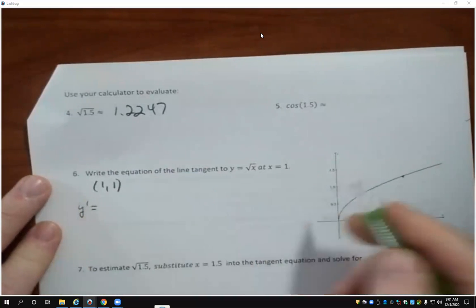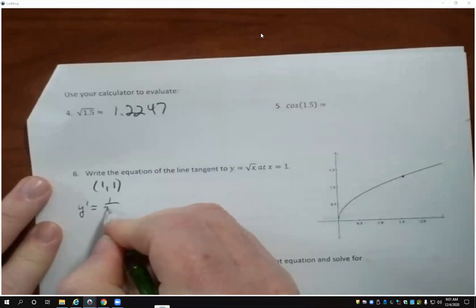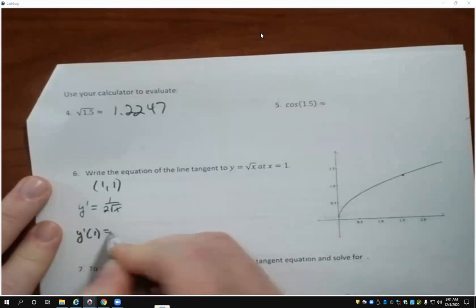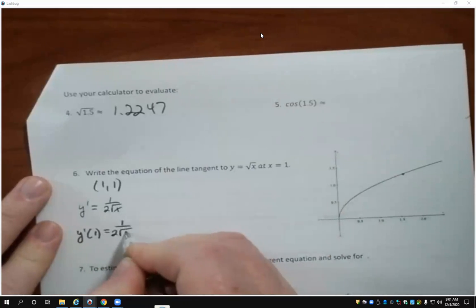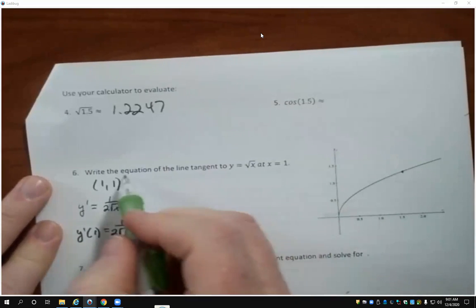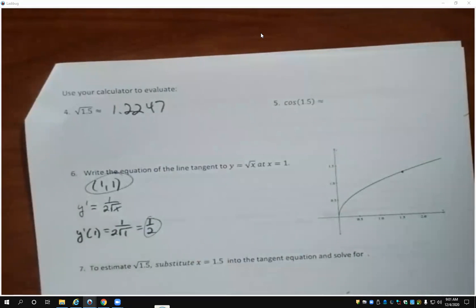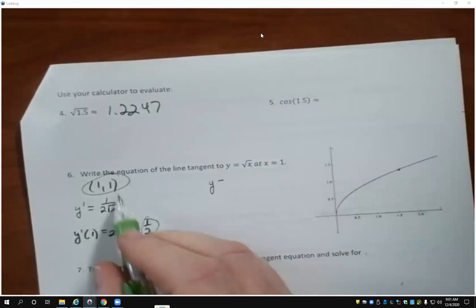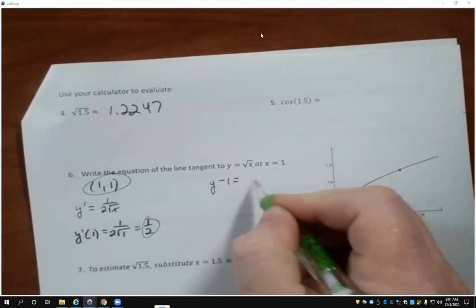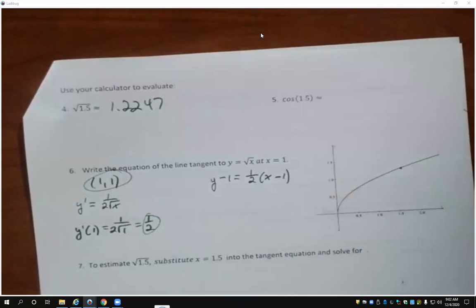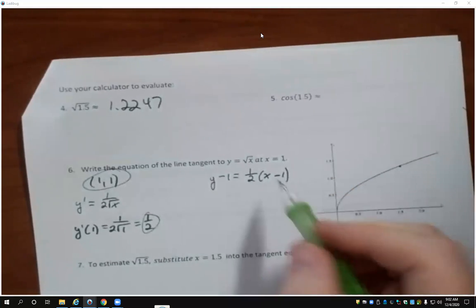Now I need my slope. So the derivative of the square root of x is 1 over 2 square root of x. And the derivative at 1 is 1 over 2 times the square root of 1, or 1/2. That's my slope. So I have a point and I have a slope. I'm going to write the equation of my tangent line now. y minus y1 is equal to m times x minus x1. There's the equation of a tangent line.